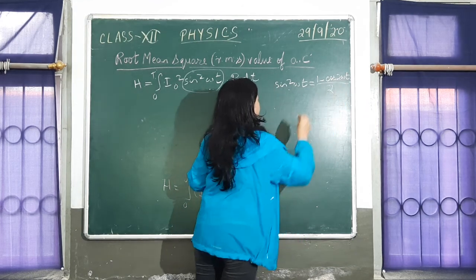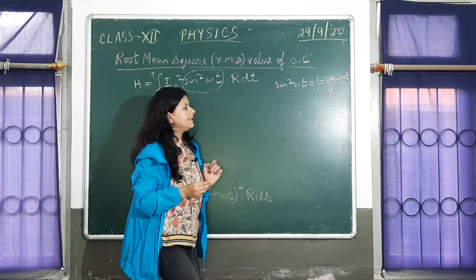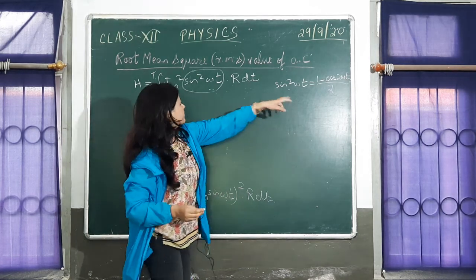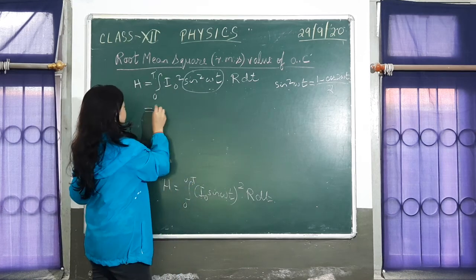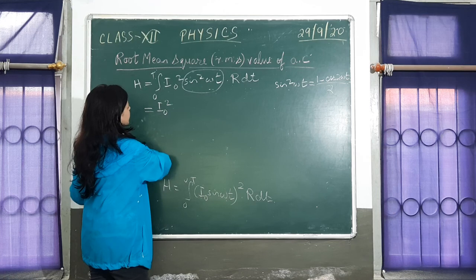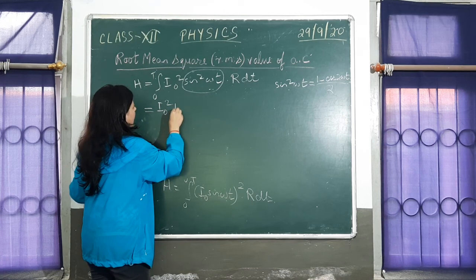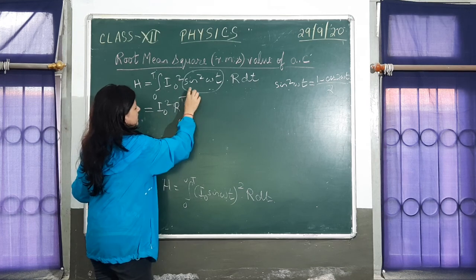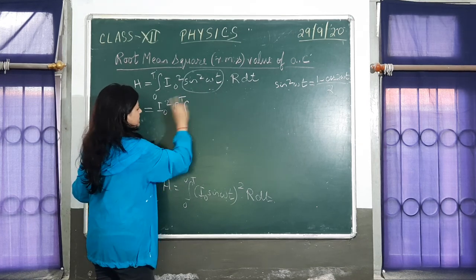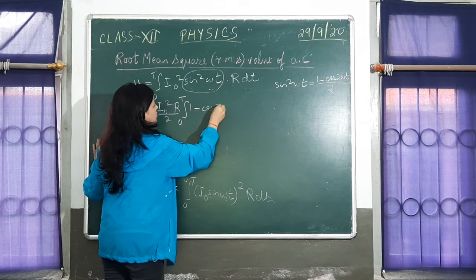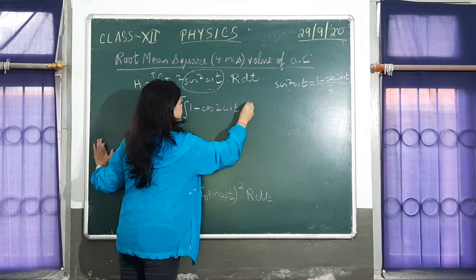It comes from the relation sine square theta is equal to 1 minus cos 2 theta by 2. That we are going to replace here, and we can take the constants out. I naught is a constant taken out of the integration sign. R is a constant. 0 to T integration sine square omega t can be written as, this 2 also can come out, 1 minus cos 2 omega t dt.